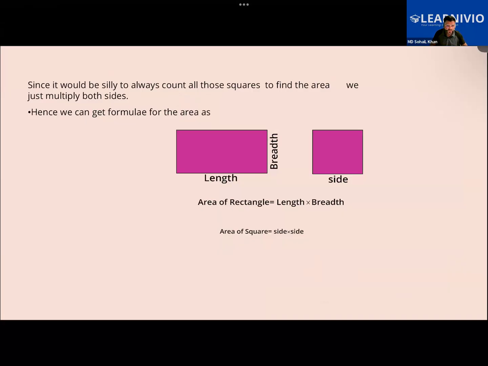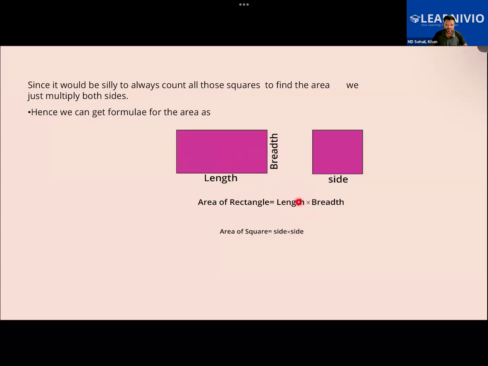Further, when we talk about the area of the rectangle, a rectangle is a figure whose length and breadth are different. All the sides are not the same; only the opposite sides are the same. Like this side and this side will be the same in length, and these two sides will be the same in length, right? So the area of the rectangle would basically be the product of the length and the breadth.